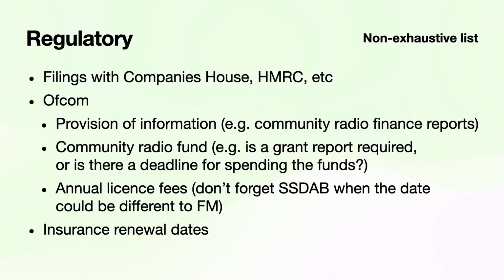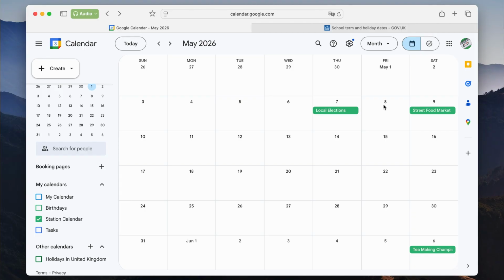Provision of information. If you get asked to do something like a community radio finance report, are you going to be ready to do that? Community radio fund. Do you need to do a report for a grant you've had? Is there a deadline for spending the funds? Is the grant application window going to open and you want to go for it? Things like that. Get all of those in the calendar, and things like insurance renewal dates as well.